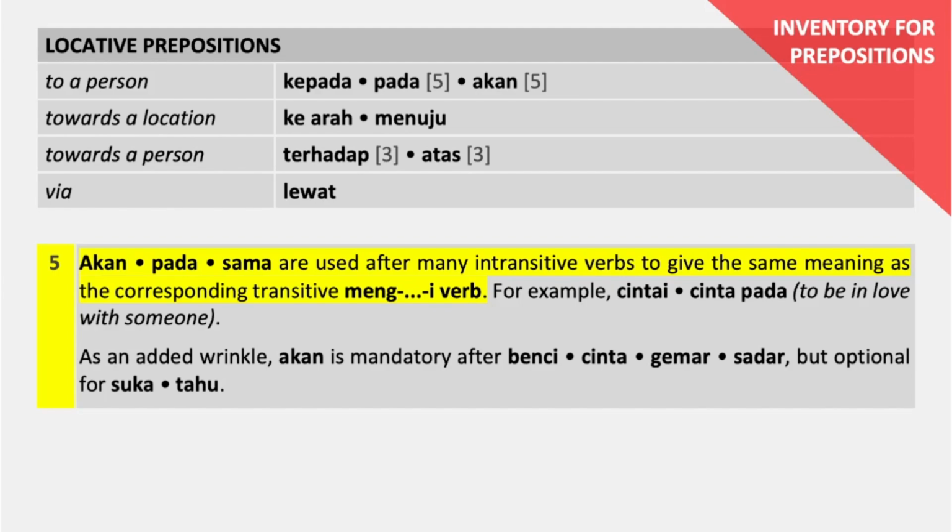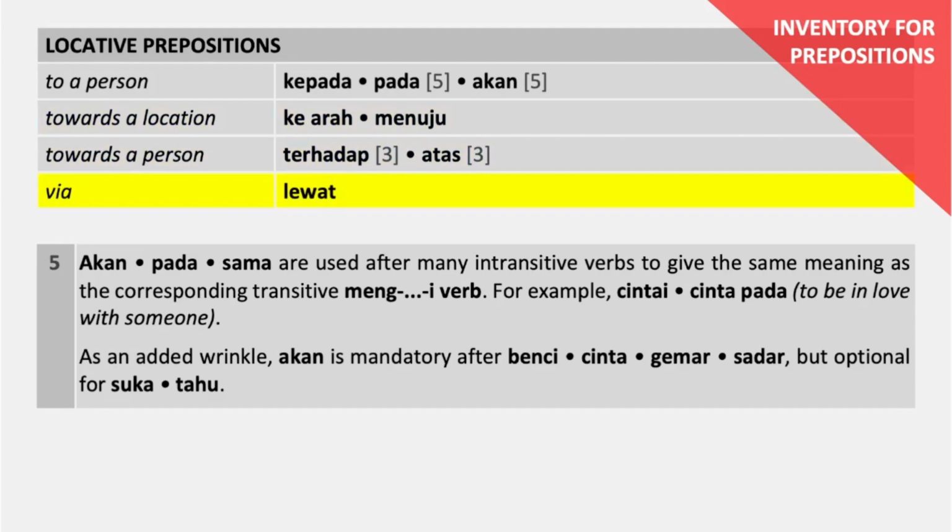Akan, pada, sama are used after many intransitive verbs to give the same meaning as the corresponding transitive meng-i verb. For example, cintai, cinta pada, to be in love with someone. As an added wrinkle, akan is mandatory after benci, cinta, gemar, sadar, but optional for suka, tahu. Towards a location is ke arah, whereas towards a person is terhadap.